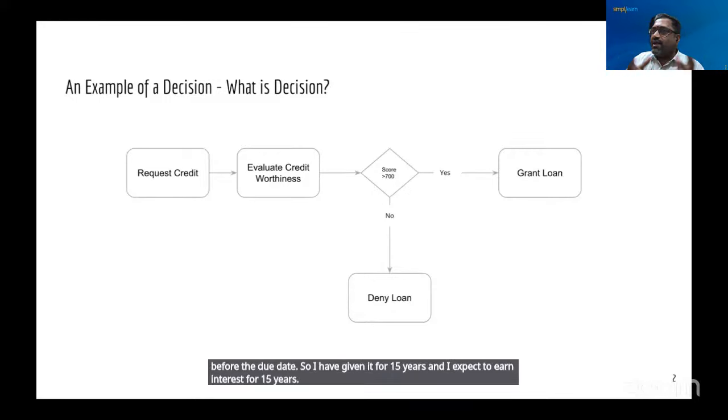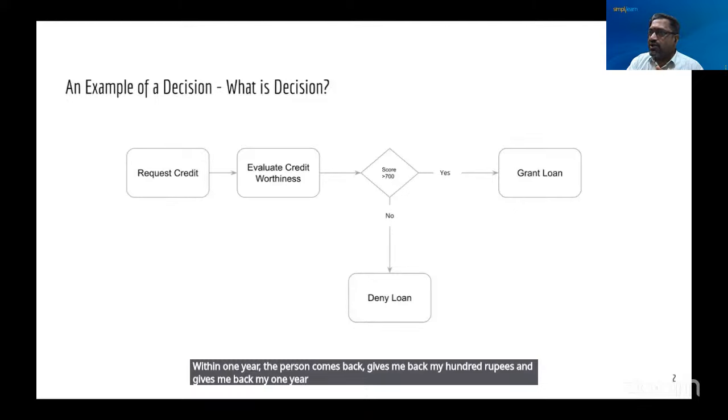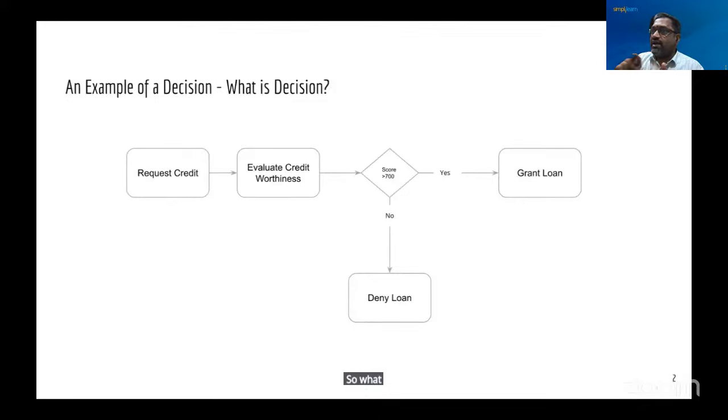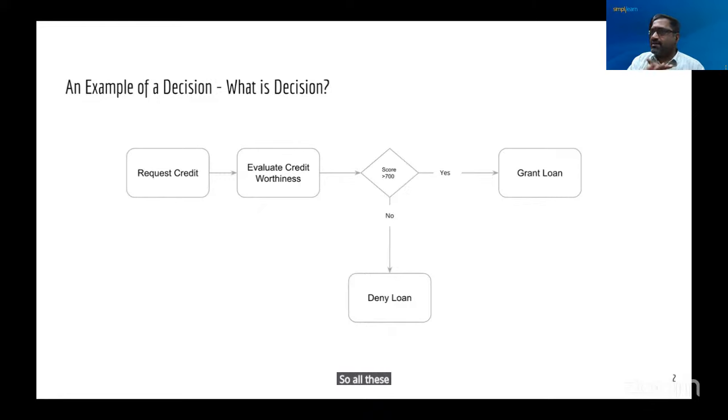Within 1 year, the person comes back, gives me back my 100 rupees and gives me back my one year's worth of interest. So what I am losing now is the revenue. I would have given it to another person who would have kept this loan for 15 years. So my revenue is guaranteed. So all these are the factors that are involved.